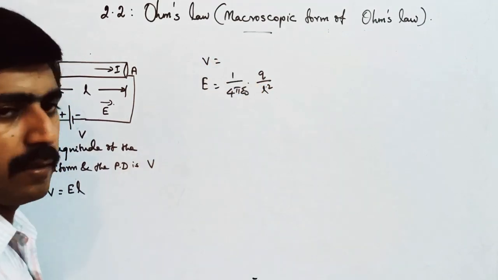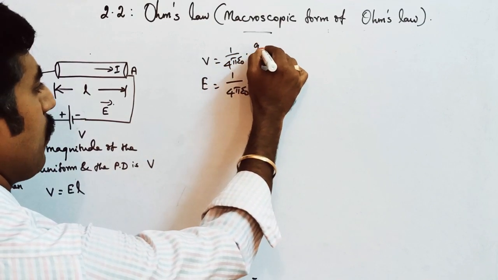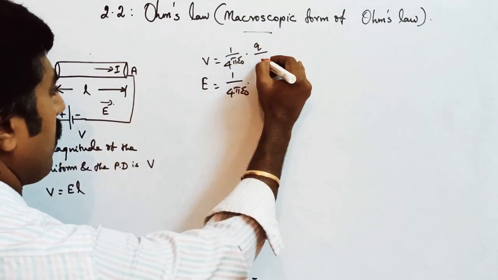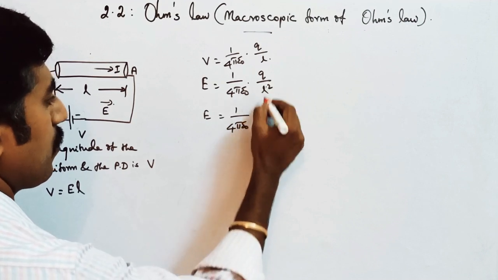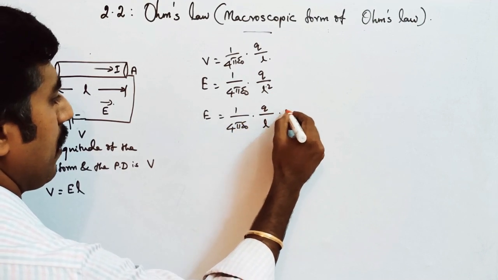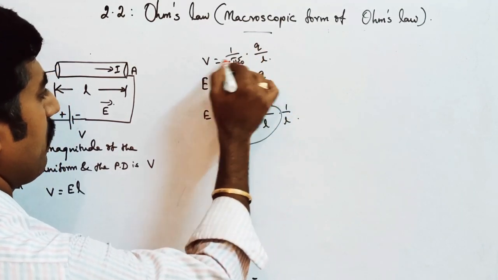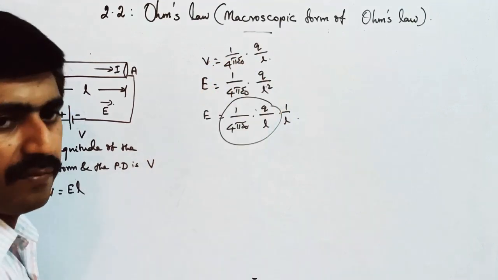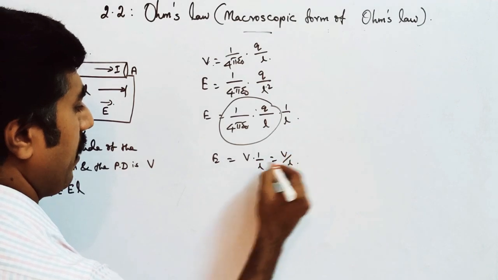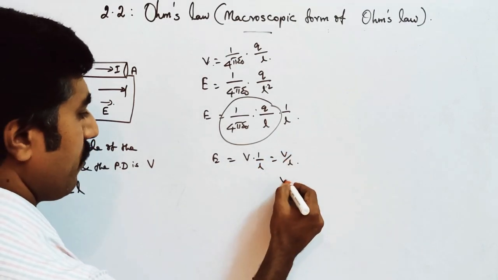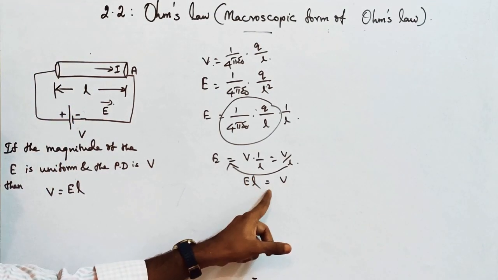Then the electric potential formula we know: V is equal to 1/4 pi epsilon naught into q by r. Here the length is l. So splitting this, E is equal to 1/4 pi epsilon naught into q by l square, which can be split as q by l into 1 by l. This part is nothing but V. So V is equal to V into 1 by L, that is V by L. So E is equal to V by L. From this, by cross multiplication, V is equal to E into L.